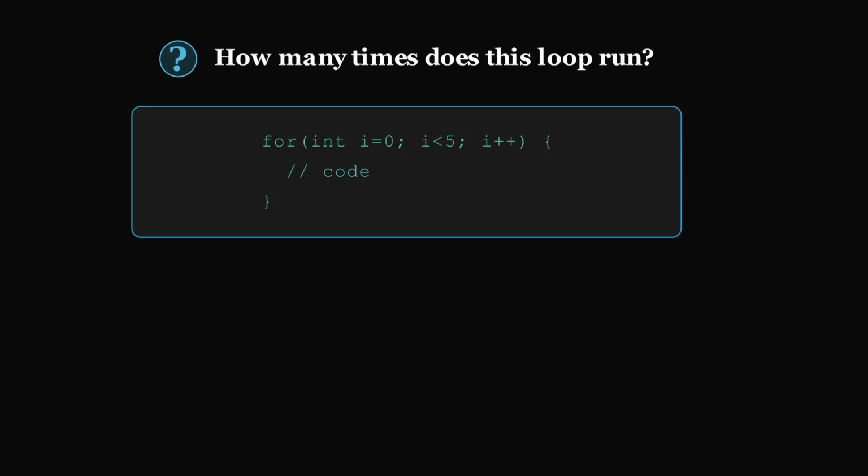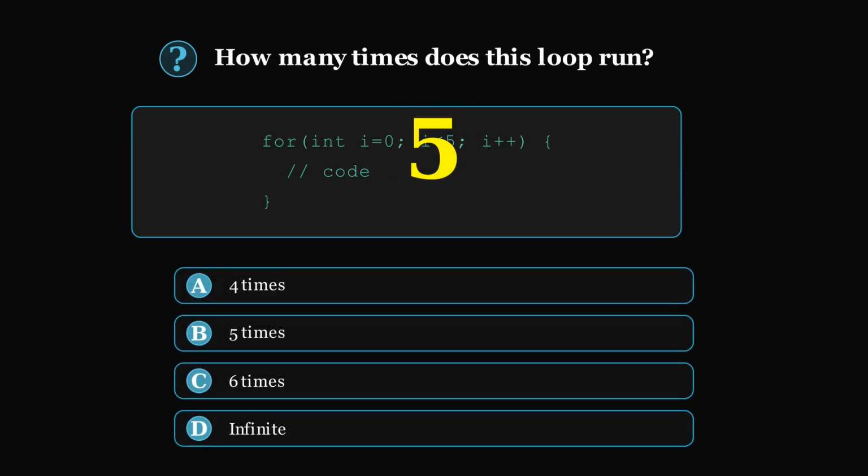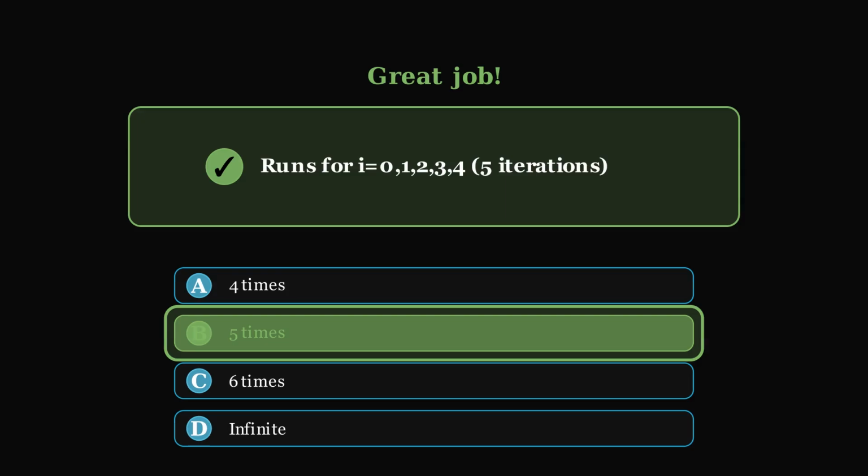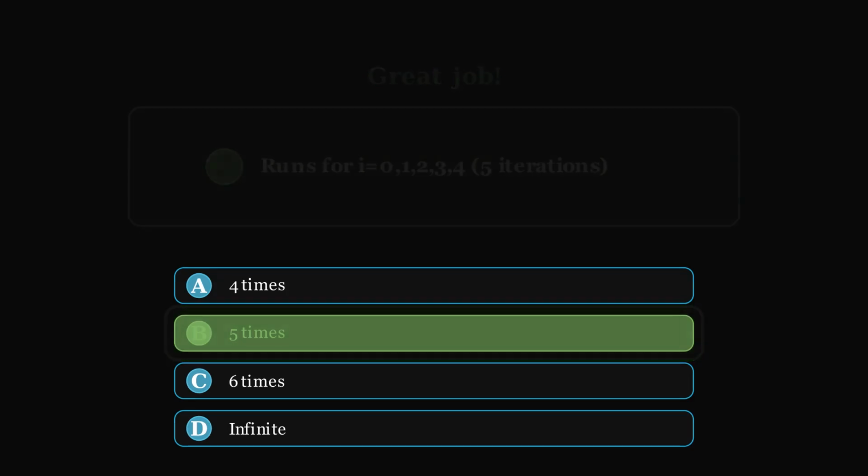How many times does this loop run? Which one is correct? The correct answer is runs for I equals 0, 1, 2, 3, 4, 5 iterations.